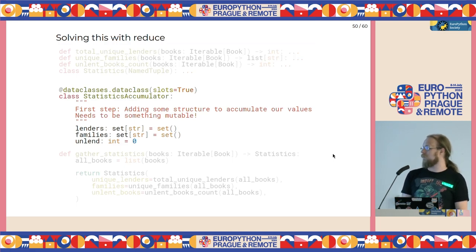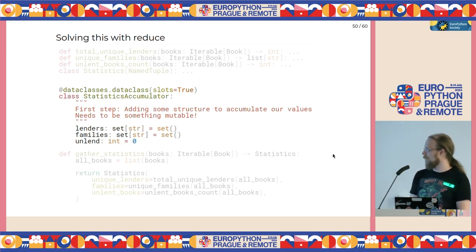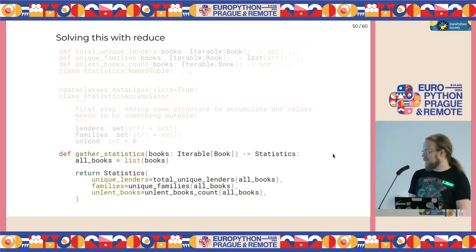Then we have some mutable object, in this case a data class. I think data classes are well known. I think 5 years ago it was like, what? And this really is there to accumulate our data. So we have a set of our lenders, we have a set of our families, and we have unlent books. Which basically means we always have just one of each item, because that is what sets do. Then we have our gather statistics function again, which gives us back the statistics from before.